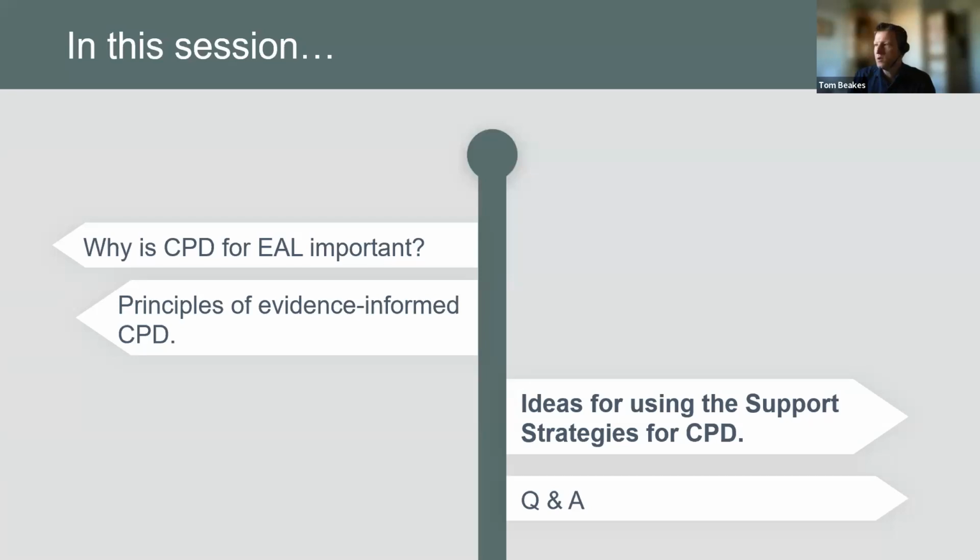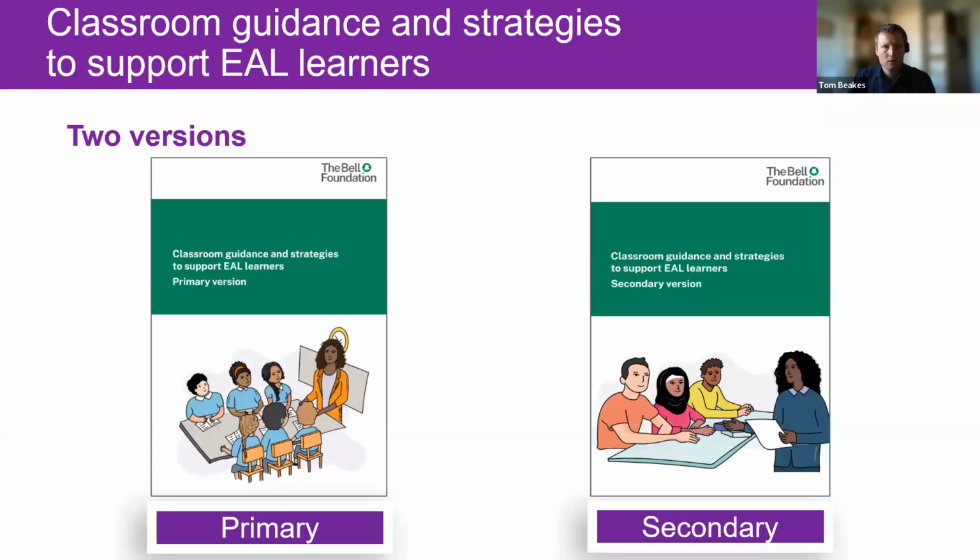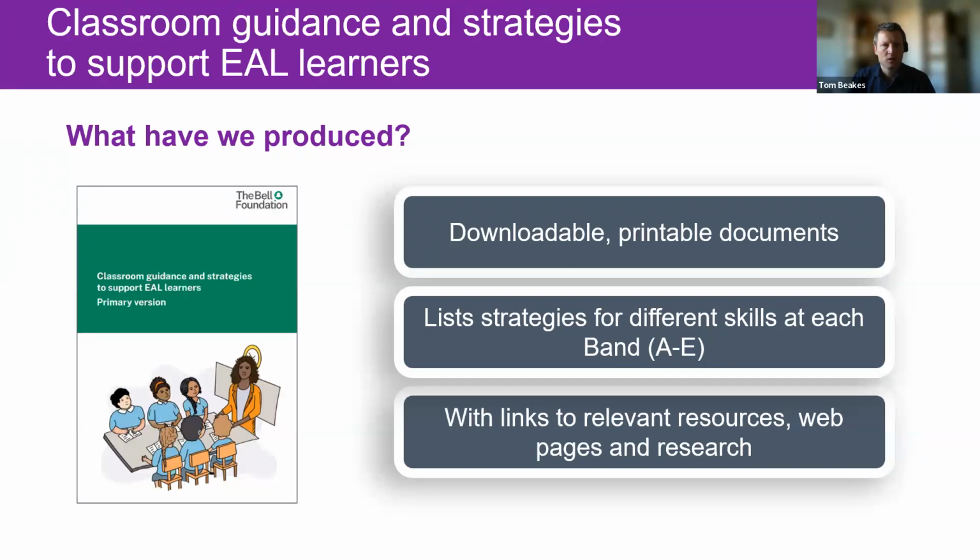And just to review, for those of you who didn't attend our webinar last week, our support strategies that came out in October, I think, or September, have 2 versions, primary and secondary. They're identical in structure, but obviously they have different strategies according to the different stages of education included. And the document is free to download. It has a list of strategies and ideas for each band, and it includes things like relevant resources and links to research as well.